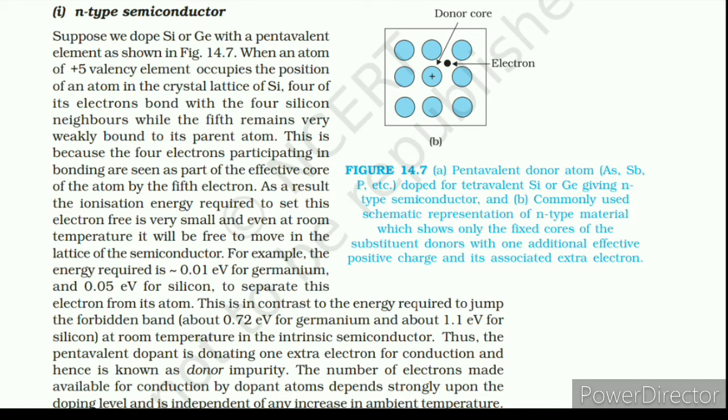Number 2, p-type semiconductor. This is obtained when silicon or germanium is doped with trivalent impurity like aluminium, boron, indium, etc. The dopant has one valence electron less than silicon or germanium, and therefore this atom can form covalent bonds with the neighboring three silicon atoms but does not have any electron to offer to the fourth silicon atom. So the bond between the fourth neighbor and the trivalent atom has a vacancy or hole, as shown in figure 14.8.